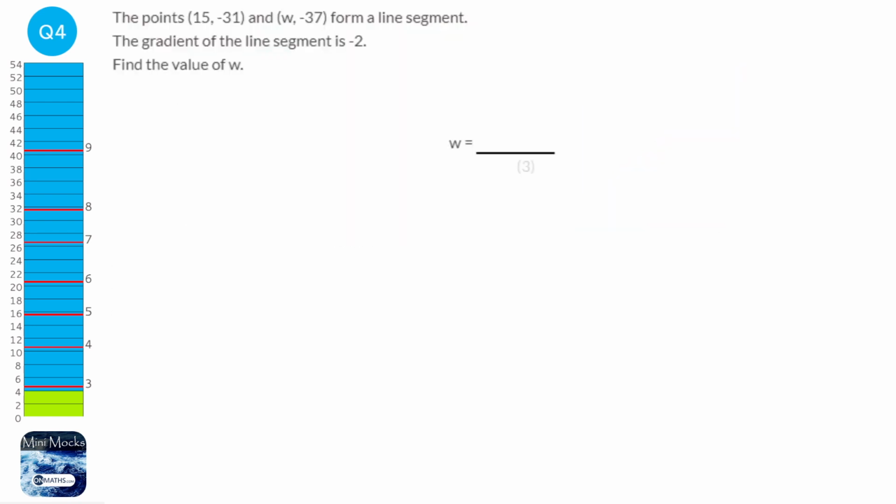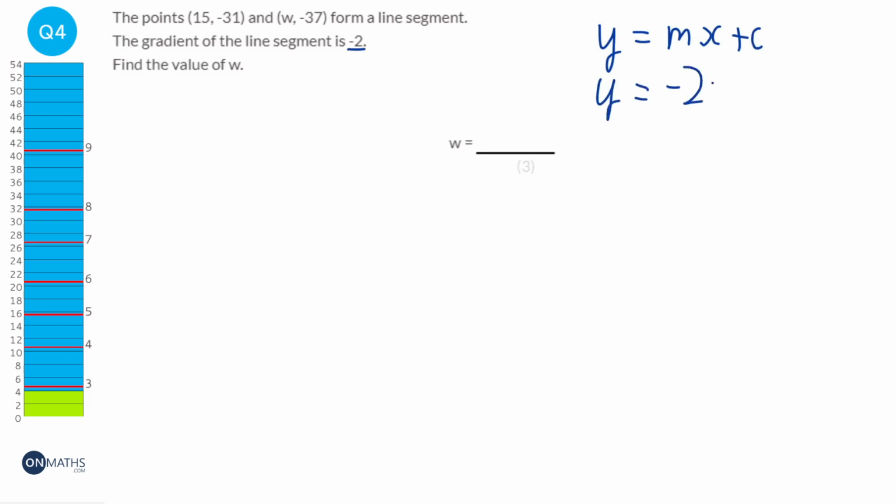So we're going to start by understanding that all lines can form an equation y equals mx plus c, with m being the gradient and c being the y-intercept. It says here the gradient is -2, so we've already got a bit of a head start with this, but we don't know what the y-intercept is.